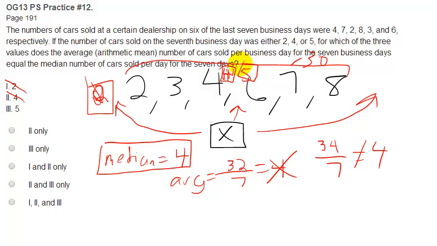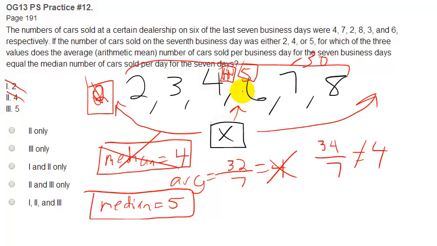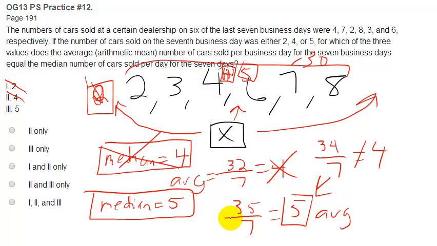But what about 5? What if we change this to a 5? Well, what's the median? 1, 2, 3. The median, in this case, would no longer be 4. The median equals 5. And what's the sum? Instead of 30 plus 4, it'd be 30 plus 5 this time. So that's 35 divided by 7 numbers, and that's 5. That's your average. So notice your average equals your median. That's exactly what we want. So 5 is good, and that's the third option only.